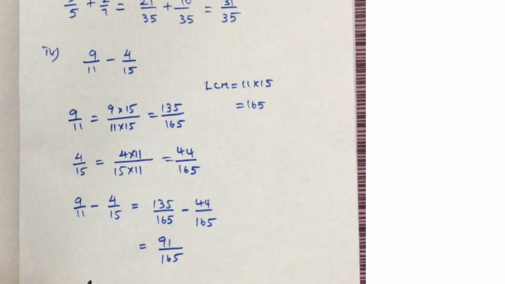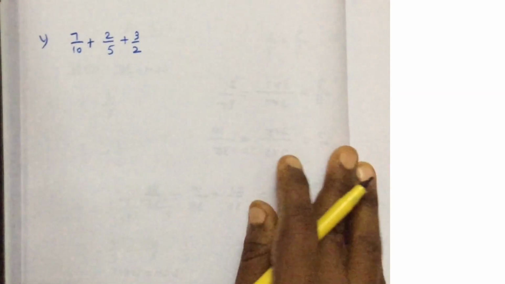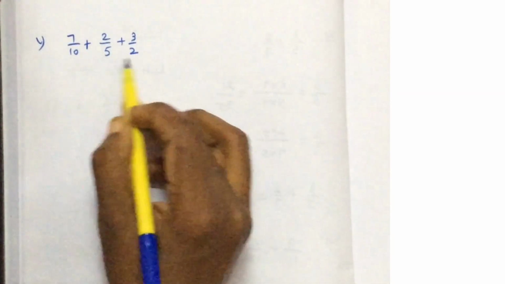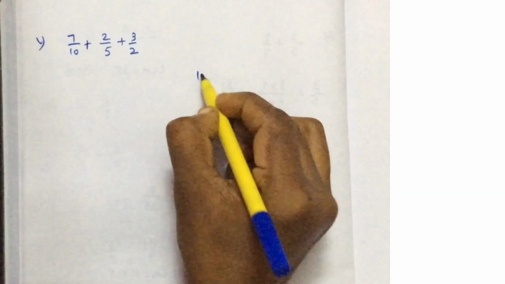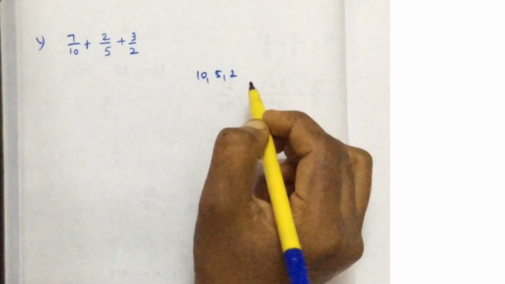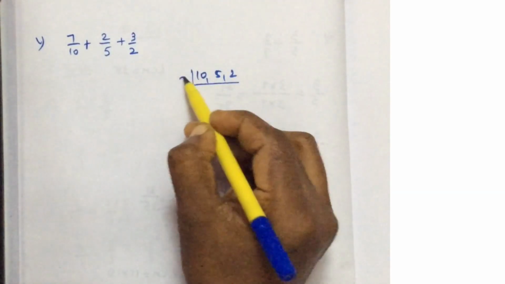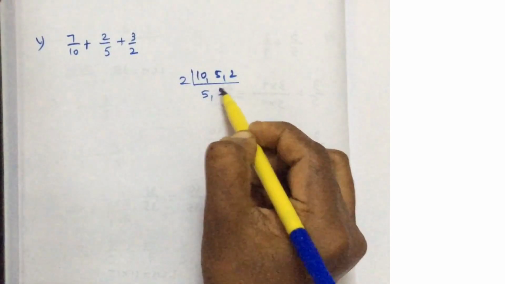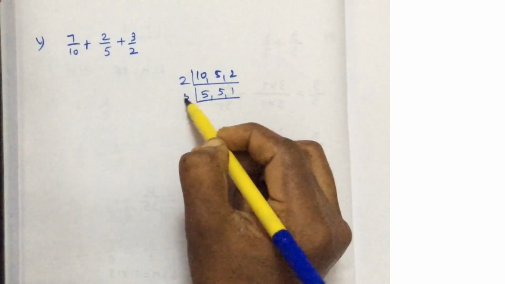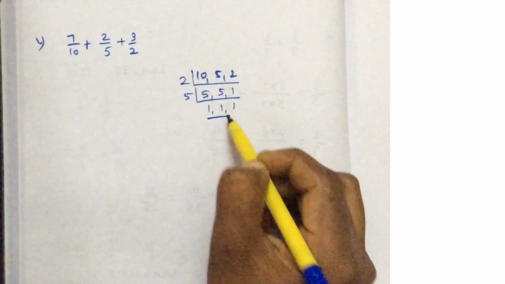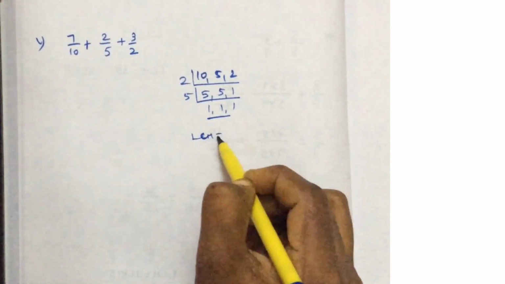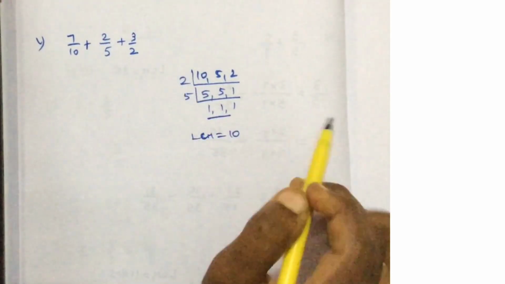Okay. Next is, here you can see there are 3 numbers. So 10, 5 and 2 which are different. So take LCM of 10, 5 and 2. So 2 5s are 10, 5 as it is, 2 1s are 1. So next 5 1s are 5, 5 1s are 5. So LCM is 10. 5 multiplied by 2 is 10.